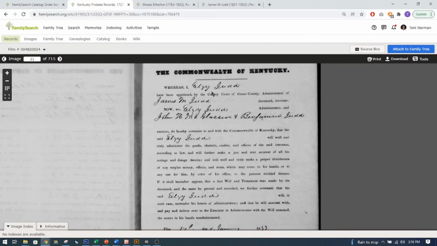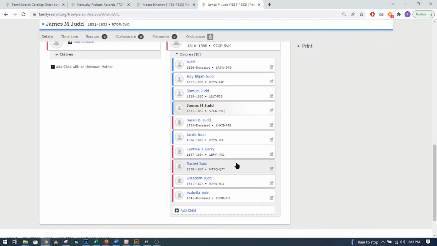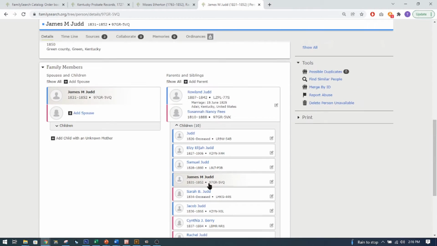It says Elsie Judd, administrator of James N. Judd, deceased, intestate, so no will. And they give these names, Glasson, Benjamin Judd, and Elsie Judd. I think this is the right family. Here's Elsie, Elijah, just a short name for Elijah. But I couldn't find a Benjamin. I don't know where Benjamin Judd came in.